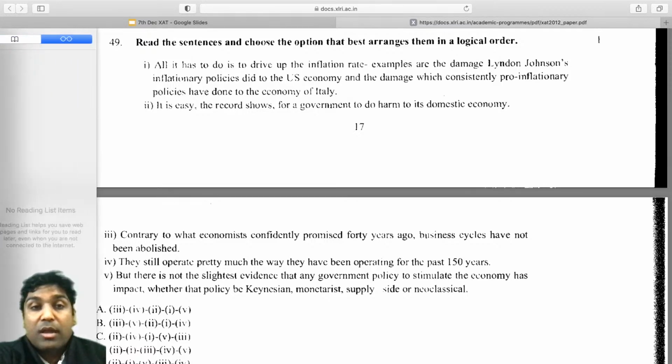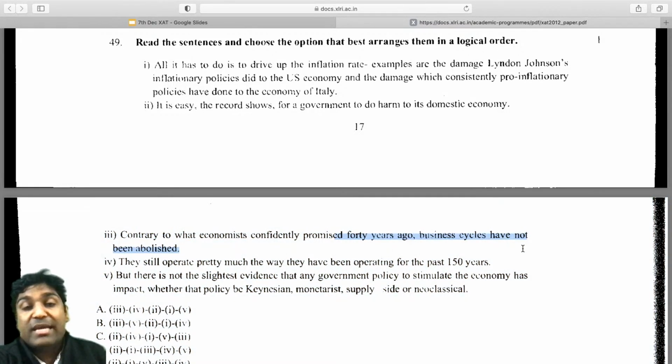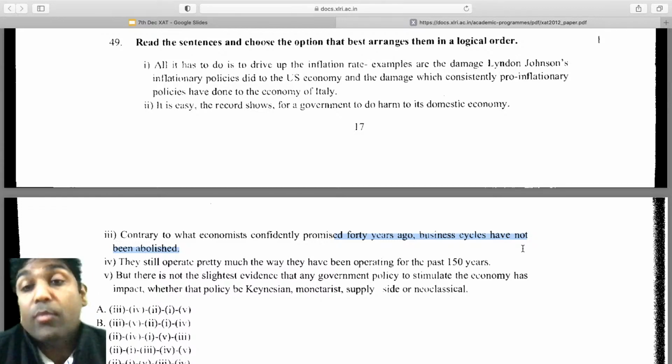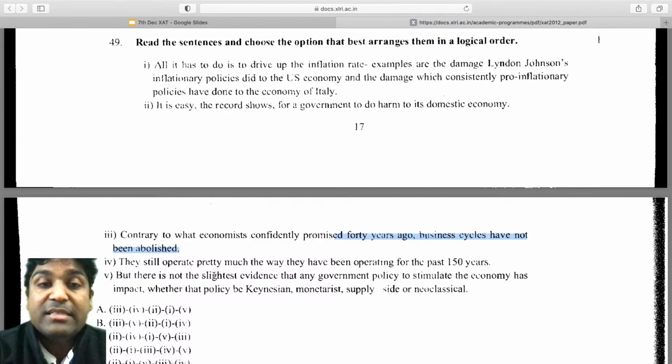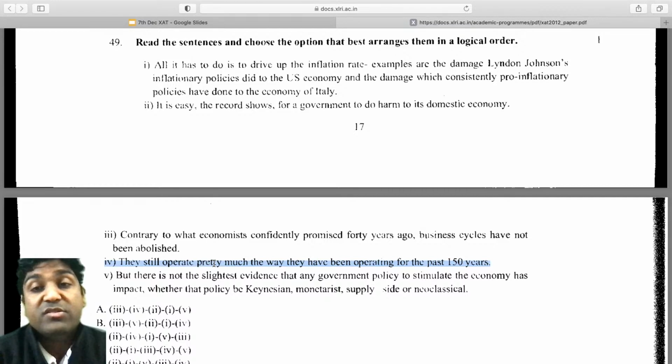Okay. Now, contrary to what economists confidently promised 40 years ago, business cycles have not been abolished. So they're talking about business cycles not having been abolished, which was promised by economists. 4 comes and says that they still operate pretty much the way they have been operating for the last 50 years. Which are they? They refers to the business cycles. That means 3 and 4 is again a confirmed pair.